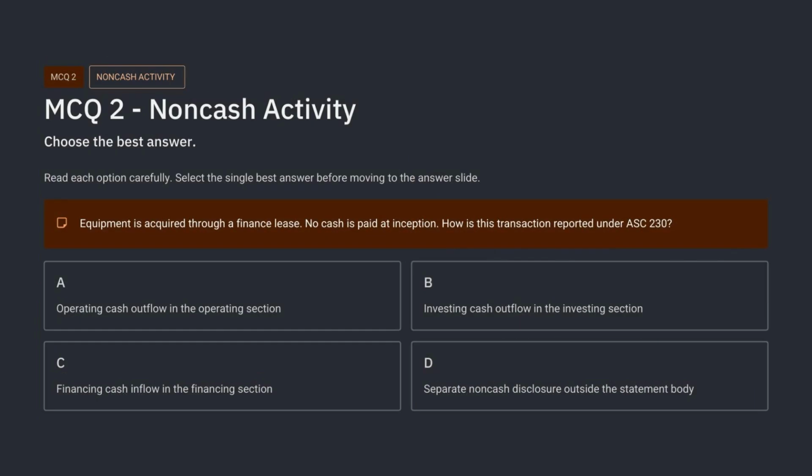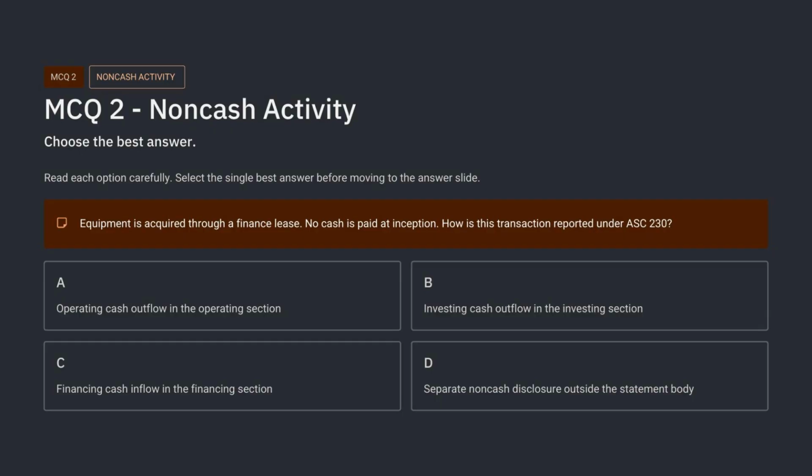MCQ 2 tests non-cash activity. The question is, equipment is acquired through a finance lease and no cash is paid at inception. How is this transaction reported under ASC 230? Your options are A. Operating cash outflow in the operating section. B. Investing cash outflow in the investing section. C. Financing cash inflow in the financing section. And D. Separate non-cash disclosure outside the statement body.